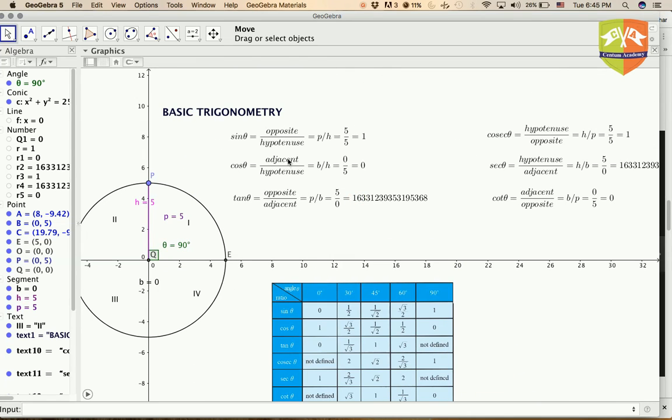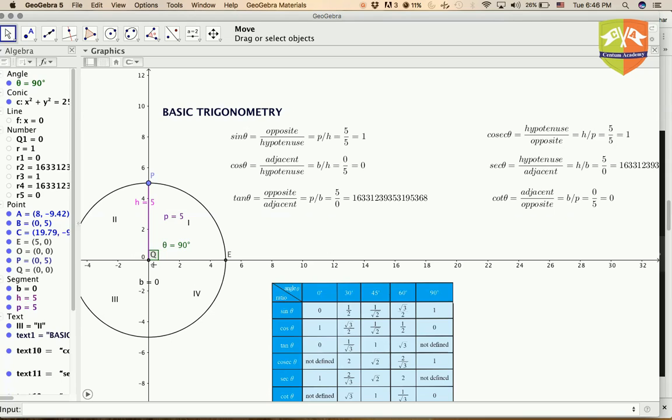So in this case now, perpendicular is coinciding with the radius, right? So P is now on top. So the perpendicular length is equal to radius now. So hypotenuse and opposite length have become same. Hence, 5 by 5 will get 1. If you see, P has become 5.